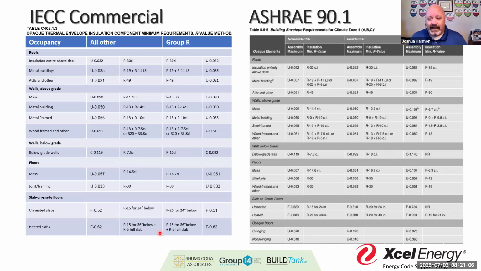One, for example, is the heated slab, right? The heated slab under the traditional ICC version of the energy code says you have to have that R15 for 36 inches and R5 full slab. Well, the full slab concept isn't something that's in the heated requirements of the ASHRAE standard. So again, there are minor differences, kind of the same thing we see between the IMC and the UMC, or the IPC and the UPC, right? There are small deviations, but really it's the same concepts.